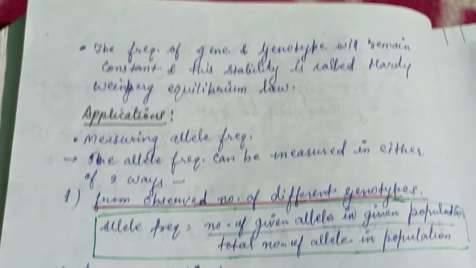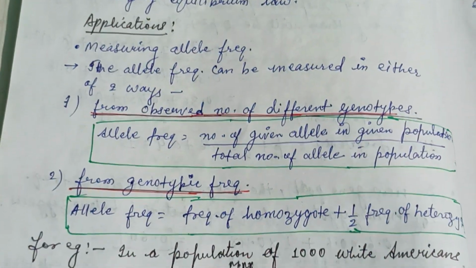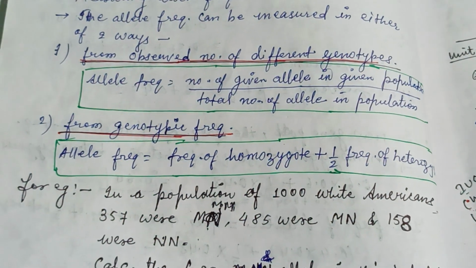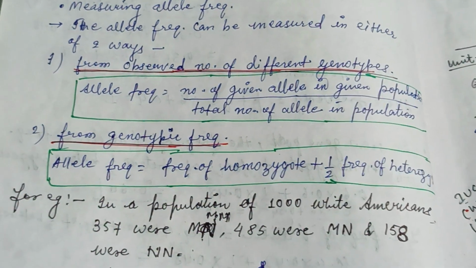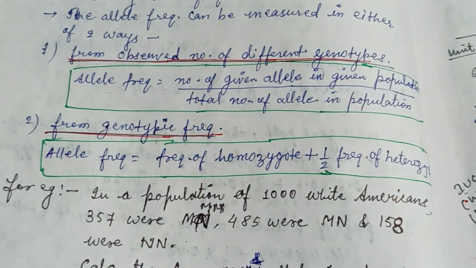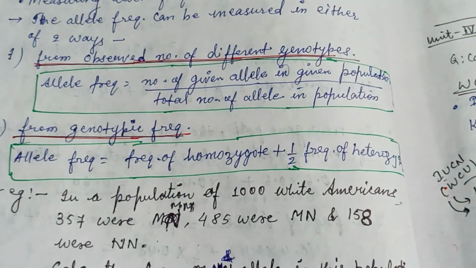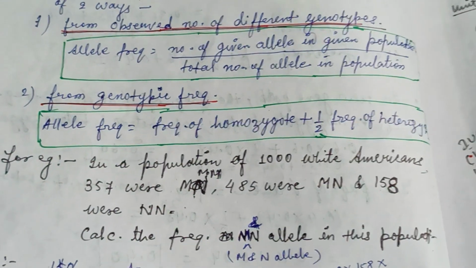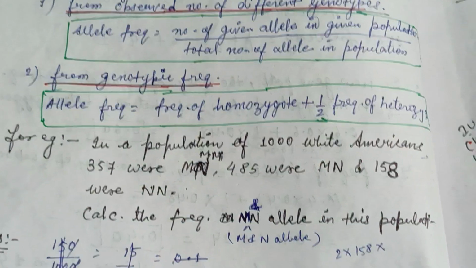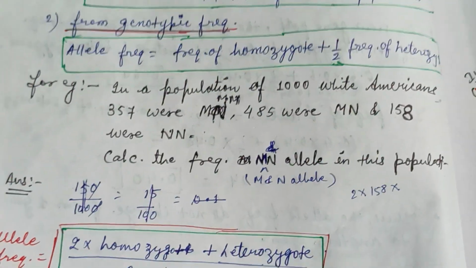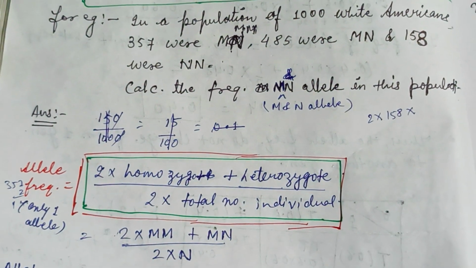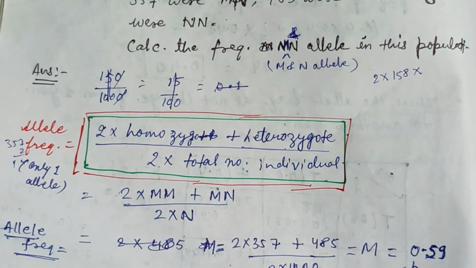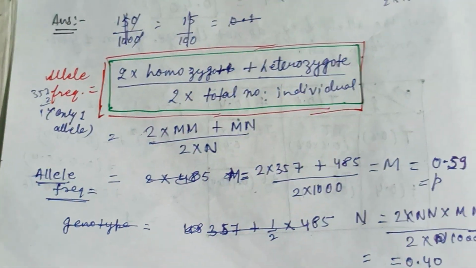So there are some applications, like measuring allele frequency. The frequency can be measured in two ways. First, from the observed number of different genotypes: if the question has given the observed number of different genotypes, then we can calculate the allelic frequency by using this formula: number of a given allele in a given population divided by the total number of alleles in the population. Or from the genotypic frequency, it is the frequency of homozygous plus half into heterozygous. There is another allelic frequency formula which is mostly used: 2 into homozygote plus heterozygote, divided by 2 into the total number of individuals.